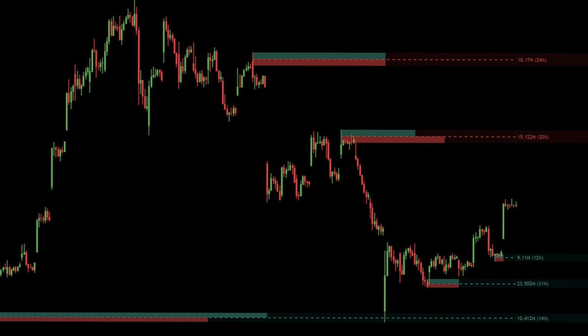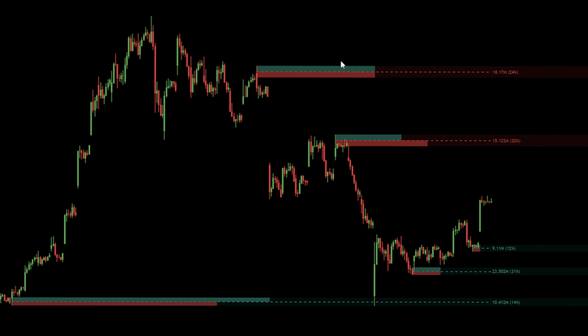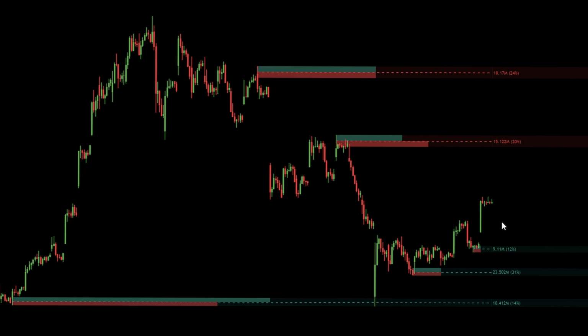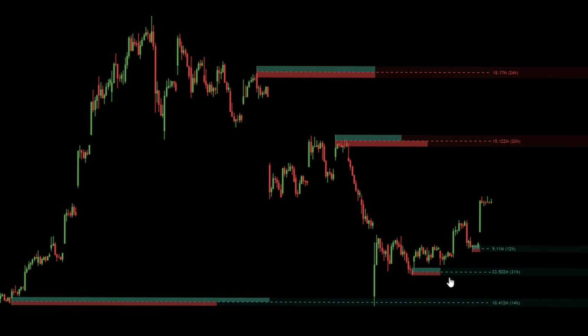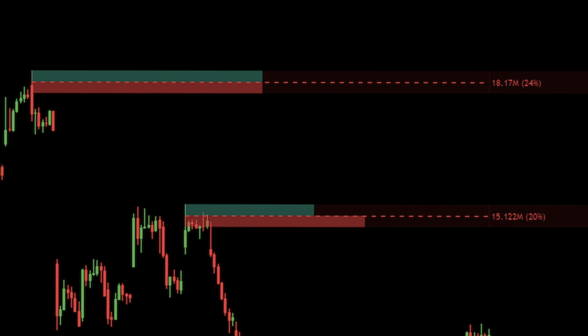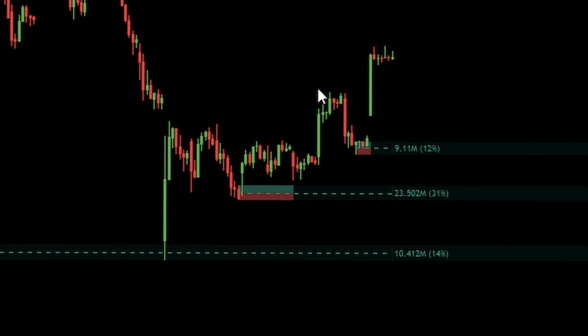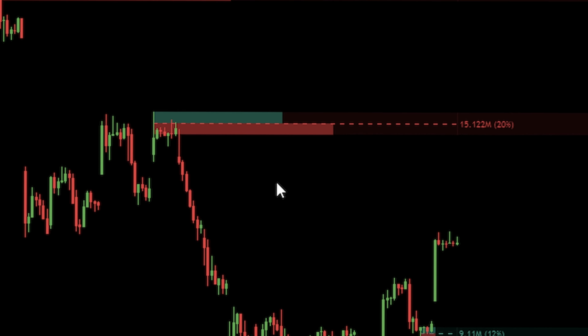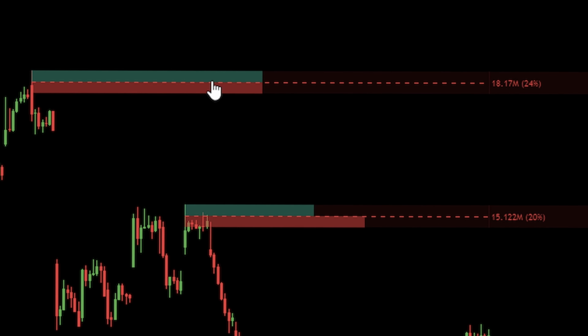And let's first understand LuxAlgo's order blocks. These blocks show areas on the chart where big players, like institutions or professional traders, are placing their orders. Think of them as hotspots where the market often makes big moves. Order blocks are divided into two types, bullish order blocks and bearish order blocks. A bullish order block usually appears near a swing low. On the other hand, bearish order blocks are near swing highs.